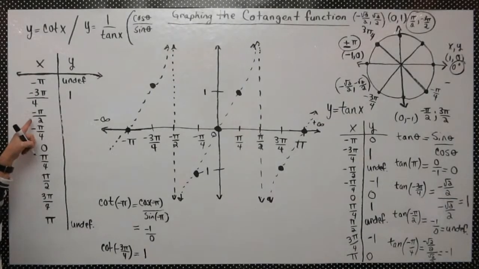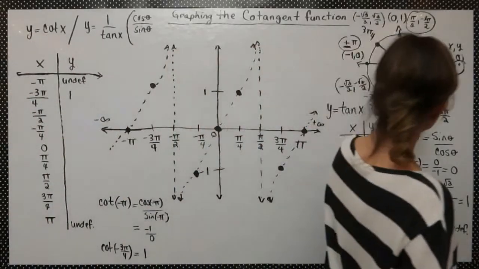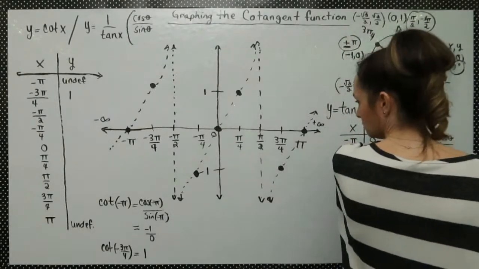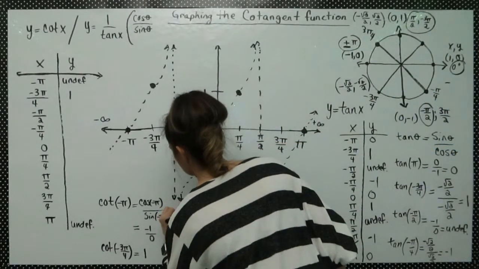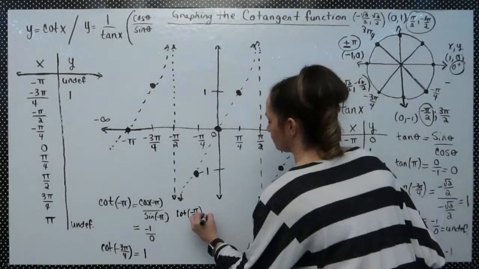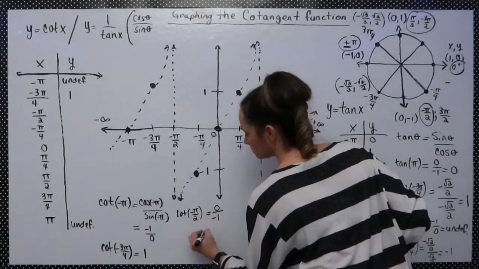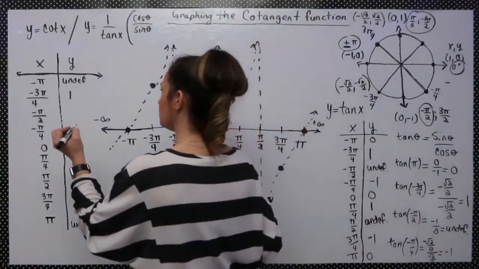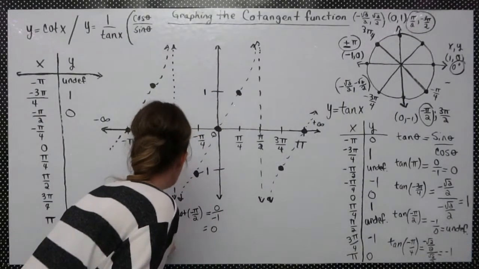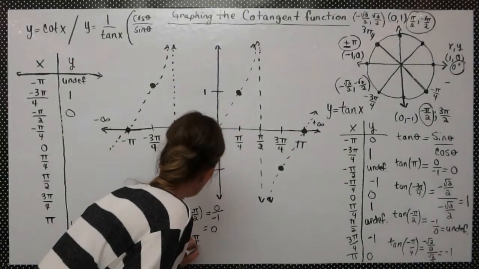And then we've got negative pi over 2 here. So that's this value right here. So we're looking at the cosine over the sine, cotangent of negative pi over 2. And so we're going to say cosine over sine, and that's just 0. So we've got a 0 value there. Negative pi over 4. Hopefully I'm not going too fast. Cotangent of negative pi over 4.